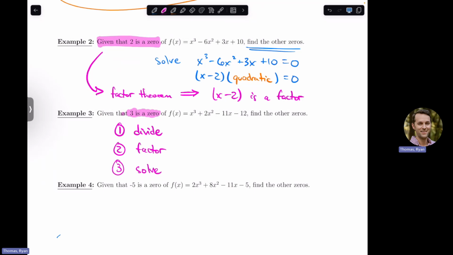Again, that's kind of the basic idea. You're given information about a zero, that means you know something that divides in, do the division, use that to factor, and then finish solving.